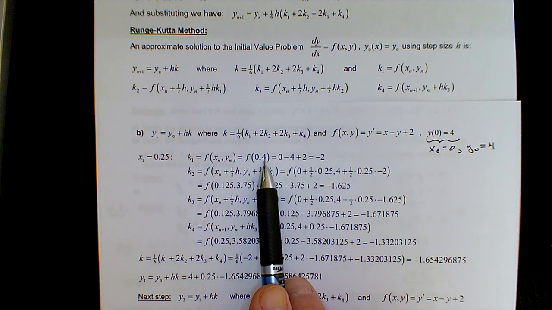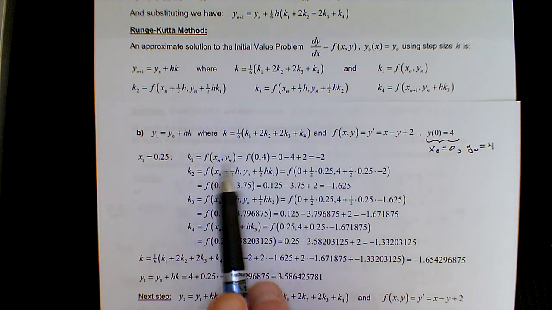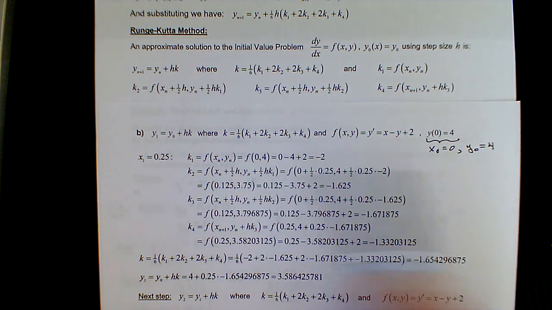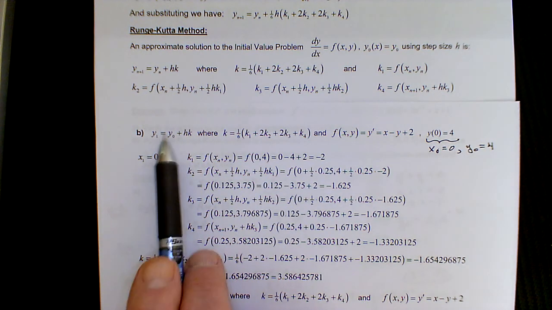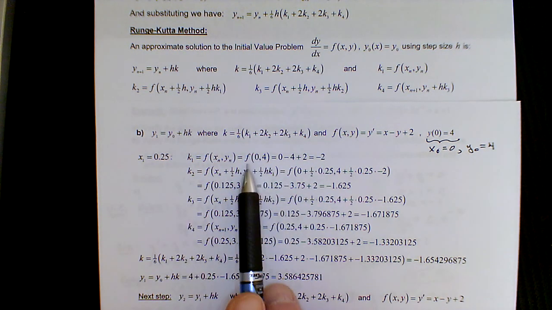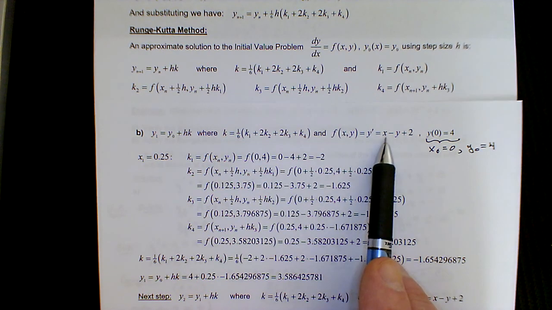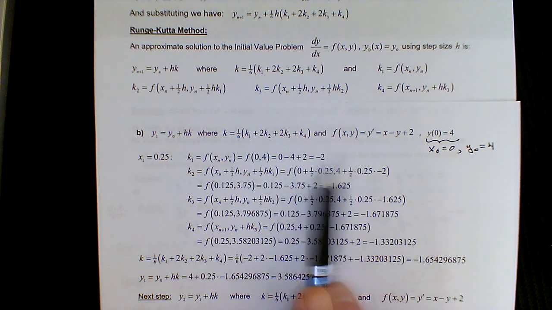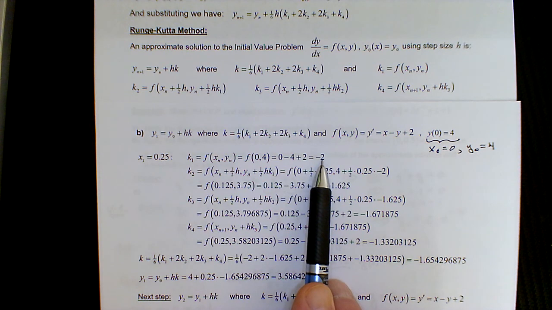So it would be f of 0, 4, because the initial x value is 0 and the initial y value, y sub n, is 4. So that's the previous x sub 0, y sub 0 values. And so we plug in x is 0, y is 4, so 0 minus 4 plus 2 is part of the formula, so we get negative 2 for k1.